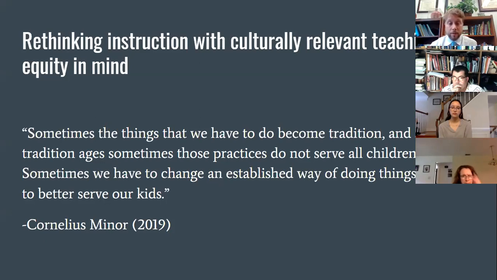And if there are things that are oppressive or that are not inclusive, we should identify them, name them, and then we should change them to create opportunities for all of our students to feel represented. As Cornelius Minor says, we should think carefully about what are some established ways of doing things that need to be changed, and we should make those changes.